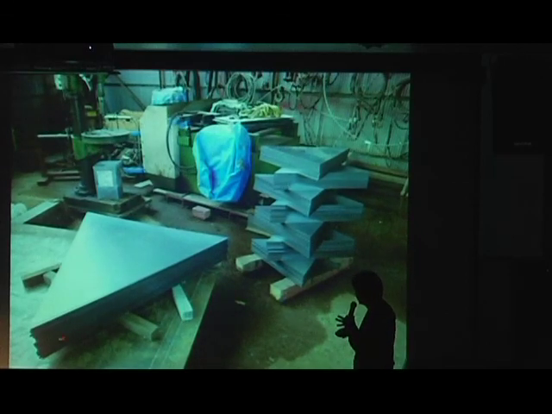This is what was happening in the factory. We created just two kinds of triangle shape, a large triangle and a small one, which is half of the large one. This is everything needed to create the pavilion. And these are the steel panels. Thickness is 1.6 millimeter.